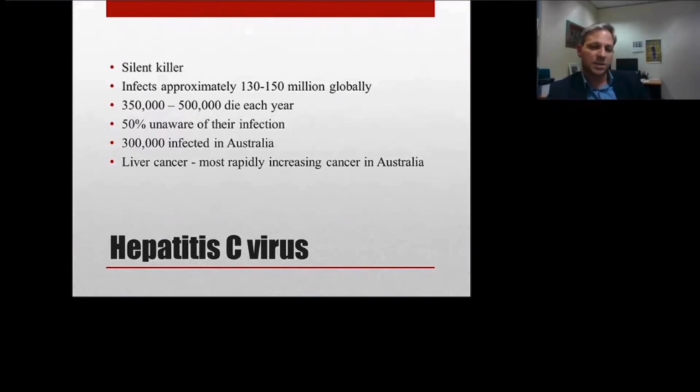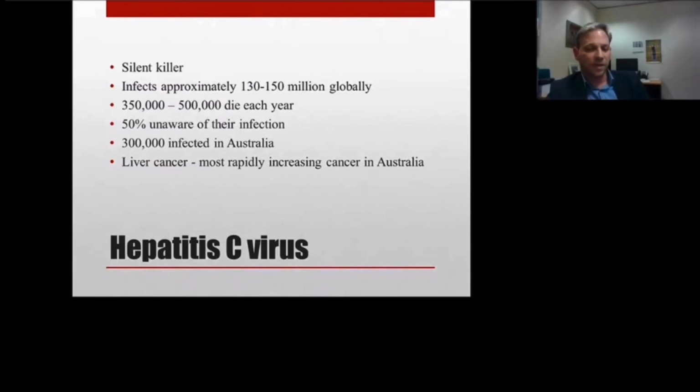In Australia, it's much more feasible that it is reduced even more significantly than that. So why are we concerned about it? It's a silent killer. A lot of people with asymptomatic infection go on to develop significant liver disease. 130 to 150 million people globally infected, 500,000 dying each year. Globally, 50% are unaware of their infection.